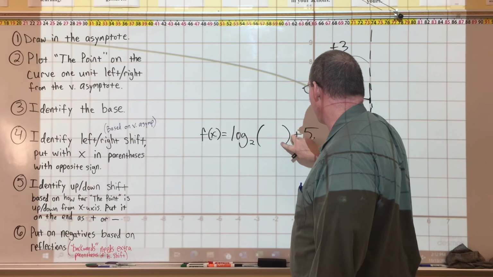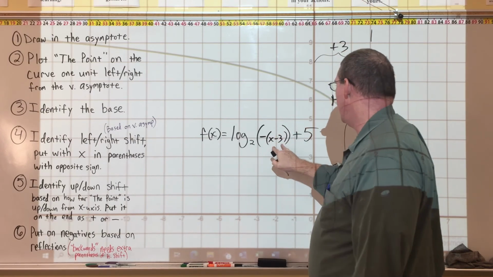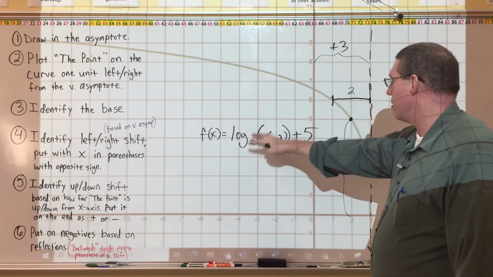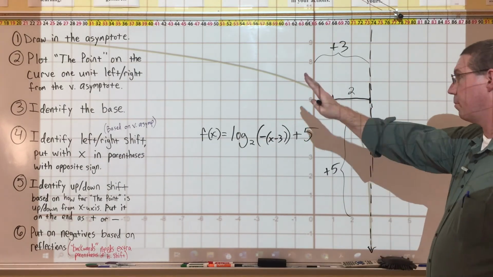So here, my x minus 3, I'm going to put a negative, then parenthesis, then x minus 3 inside extra parentheses, and this is the equation of this. This is the function that goes along with this particular graph.